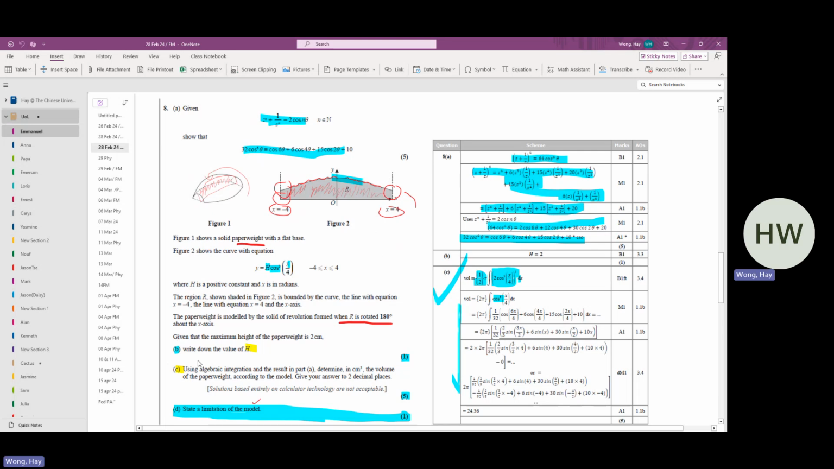Moving on to the other part, you have to show a region bounded in figure 2, bounded by a curve and the line with the equation given to you. So the paperweight will be modeled by this expression. You can imagine rotating this 180 degrees to form a solid. Okay, so we have to write down the value for h.